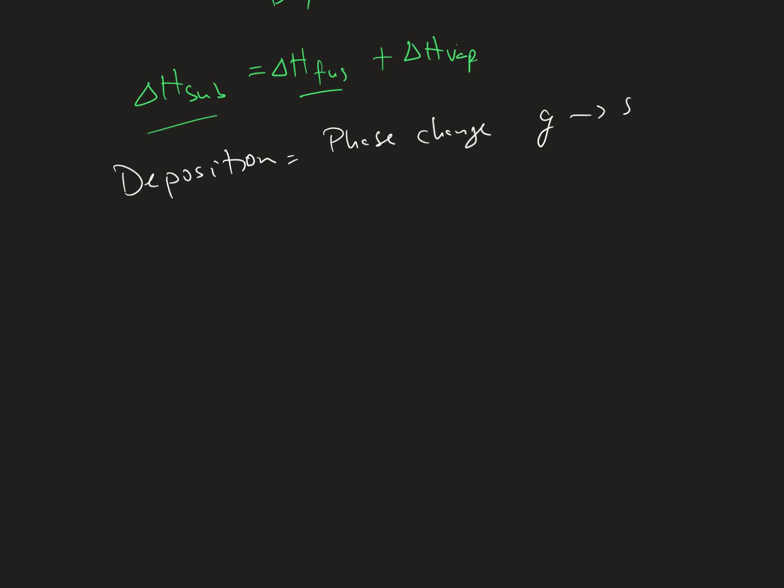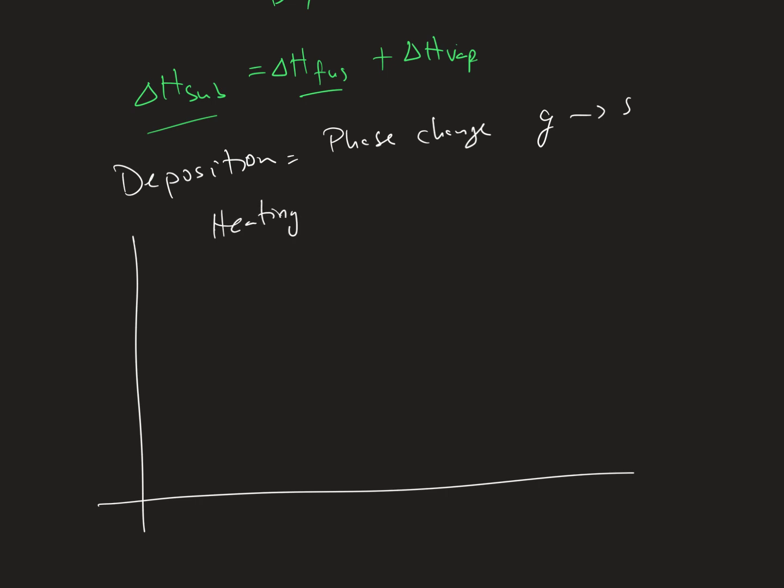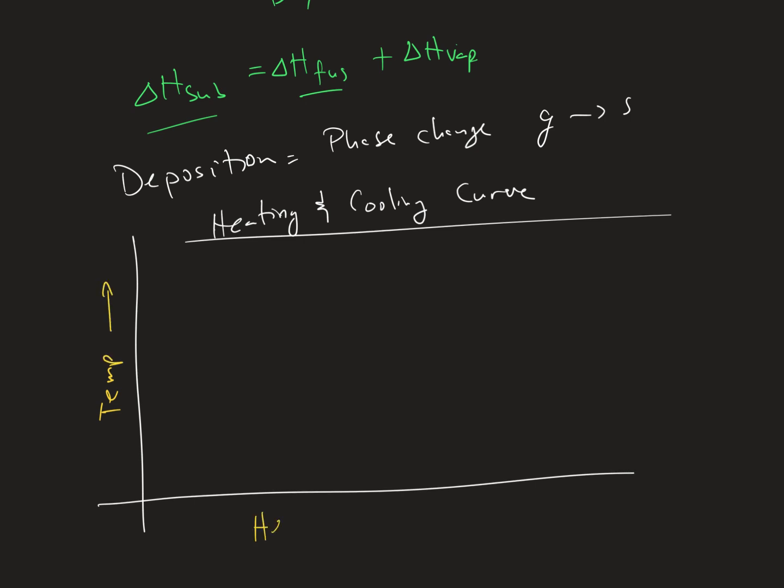We good? All right, so let's talk about heating and cooling curves. This sums up everything we just talked about. On the y-axis is temperature, and it increases going this way. On the x-axis is heat energy. You get that there's a difference there, right? Heat energy is measured in joules. Temperature is measured in degrees Celsius or Kelvin.